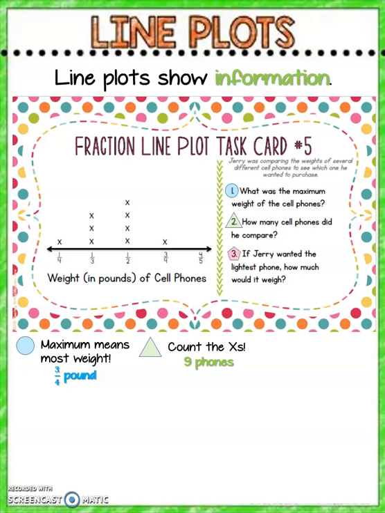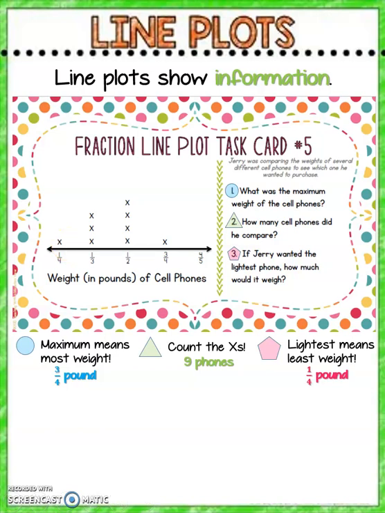And the third question asks, if Jerry wanted the lightest phone, how much would it weigh? Well, just like the maximum meant the most weight, the lightest phone means the least weight. So I'm going to look all the way to the left of my line plot. My smallest category is 1/4 of a pound, and I do have an X in that category. So the lightest phone would be 1/4 of a pound.